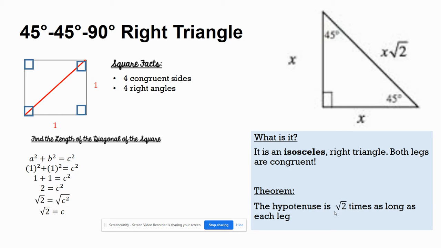So the square root of 2, don't be intimidated by the radical. If you typed the square root of 2 into a calculator, it's about 1.4. So it's a little under double. So the hypotenuse is a little bit less than double the length of the leg.